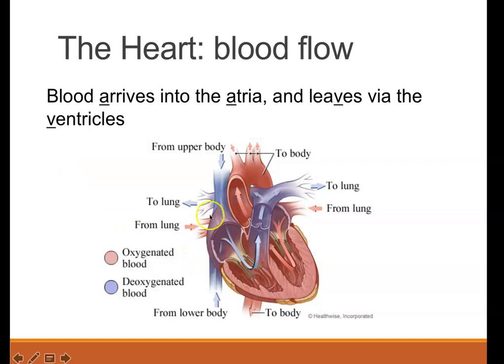So deoxygenated blood from the body will enter into the right atrium and then go to the right ventricle, where it will get pumped to the lungs, get oxygenated in the lungs, come back into the left atrium, where it then goes into the left ventricle and will get pumped out and go to the body, where it can deliver all that fresh oxygen. And it just keeps doing this over and over and over again.